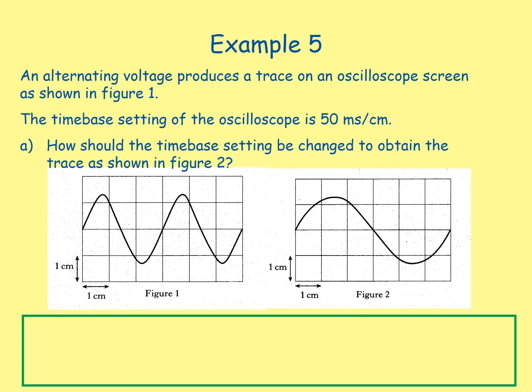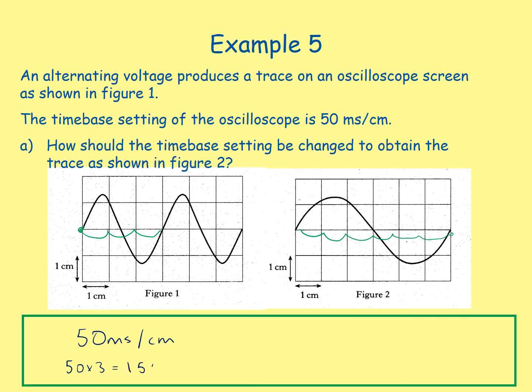We can see on our first diagram that there are 3 divisions per one wave. You can see here, start of the wave, 1, 2, 3, we have 3 divisions per wave. For the second one, we have 1, 2, 3, 4, 5, 6 divisions per wave. So what we need to do is take that oscilloscope setting of 50 milliseconds per centimeter and half it to 25 milliseconds per centimeter.